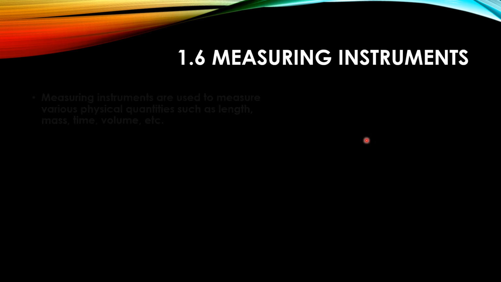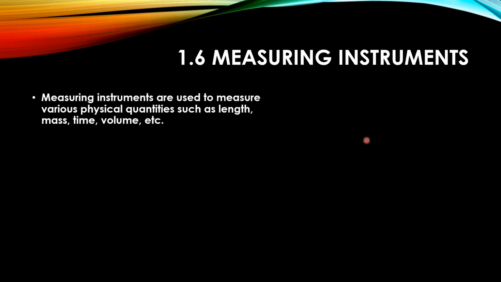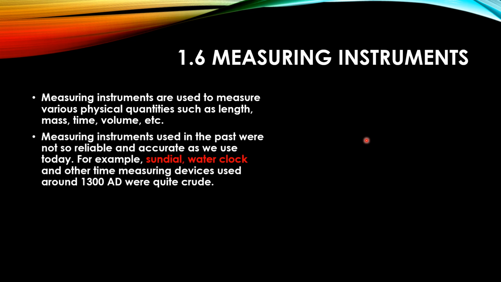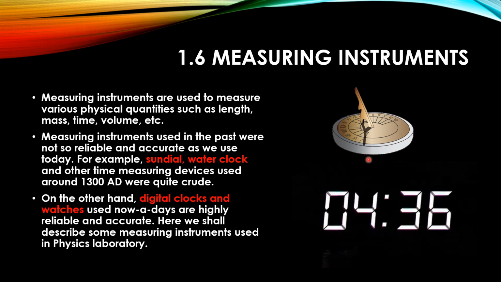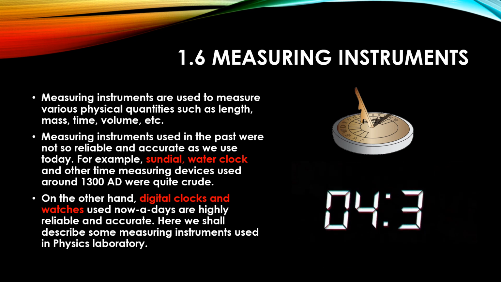The next topic is measuring instrument. Measuring instruments are used to measure various physical quantities such as length, mass, time, volume, etc. Measuring instruments used in the past were not so reliable and accurate as we use today. For example, the sundial, as you can see in the figure, water clock, and the other time measuring devices used around 1300 AD were quite crude and were not so precise. On the other hand, the digital clocks and watches used nowadays are highly reliable and accurate.